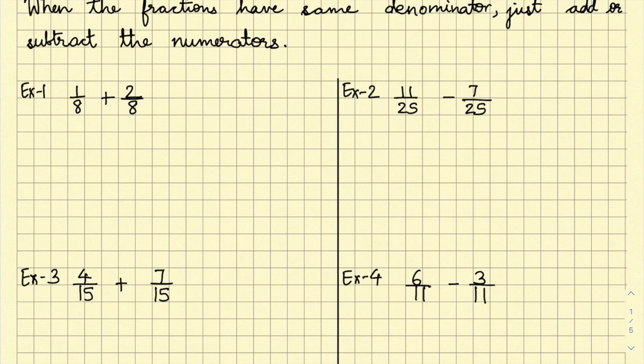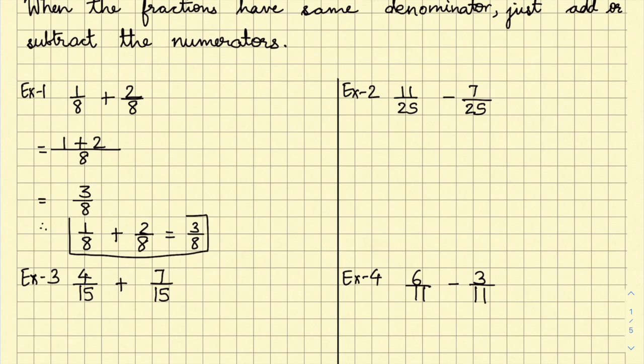Here you can see the denominators 8 are common. So what we do is 1 plus 2. We add the numerators up over 8. So this will give you 1 plus 2 is equal to 3 over 8. So what we get ultimately is 1 over 8 plus 2 over 8 is equal to 3 over 8. Just because the denominators are the same, we just add the numerators.